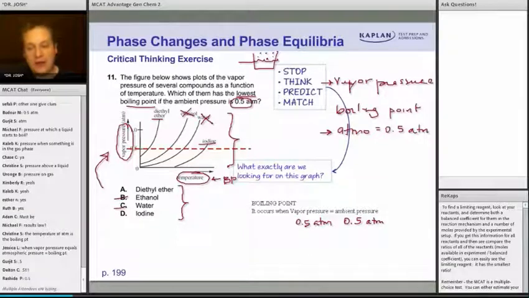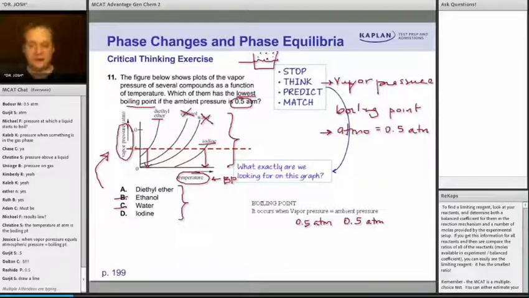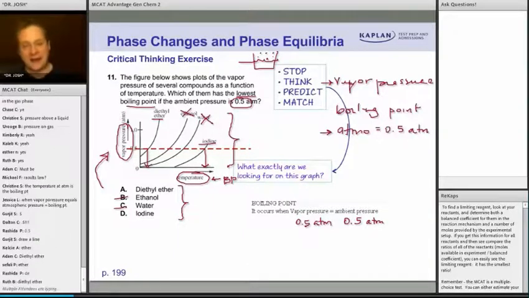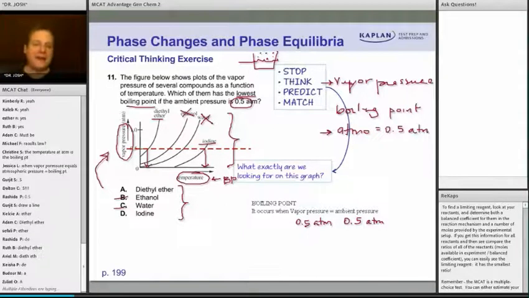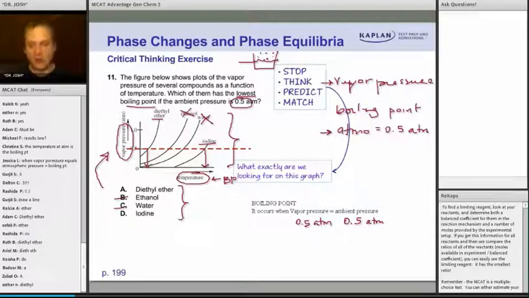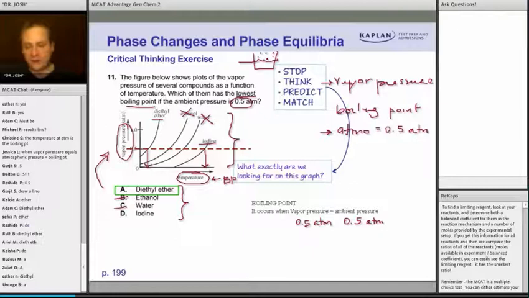So we look at the graph. Which of these hits 0.5 atmospheres at a lower temperature? Is it diethyl ether or is it iodine? Just draw a middle line. Which one hits vapor pressure at 0.5 at a lower temperature? Diethyl ether, A.